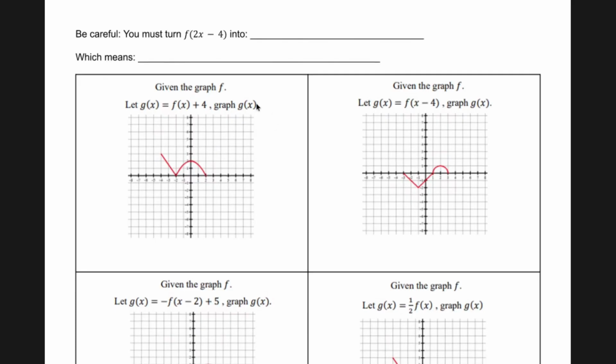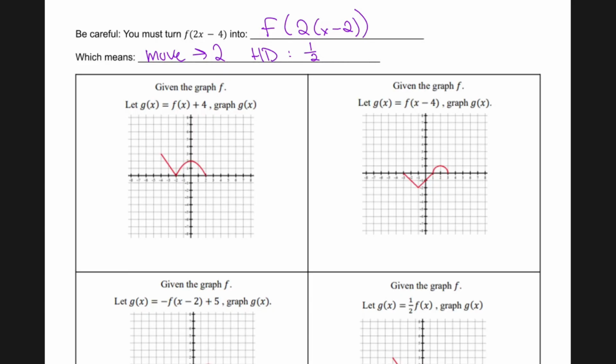Be careful, by the way. If you see something like f of 2x minus 4, you have to factor, and that actually becomes f of 2x minus 2. So you move things and then you dilate. So in that case, what that means is move, and we'll just write it right 2, and then a horizontal dilation of a half. If that happens. It may not. It's rare. All right, now let's take a look at each graph.